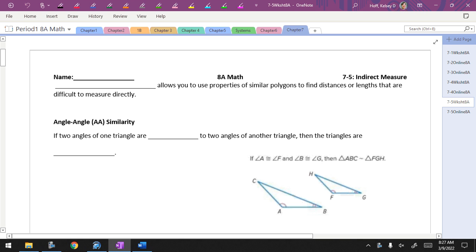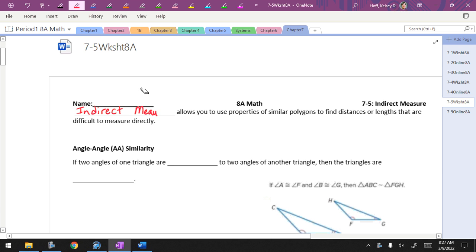Really big word. Ready? Indirect measure. INDIRECT. That's the word indirect. M-E-A-U. Whoops. Miss Hoff can't spell.